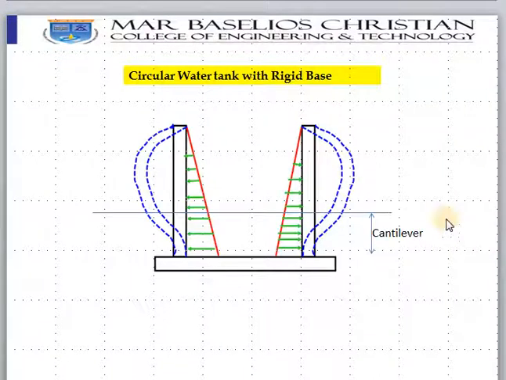So coming to the rigid base, in the previous case you would have seen that because of the water pressure, these two walls would have moved, which means there is no bending moment at the joint, because it was moving freely.